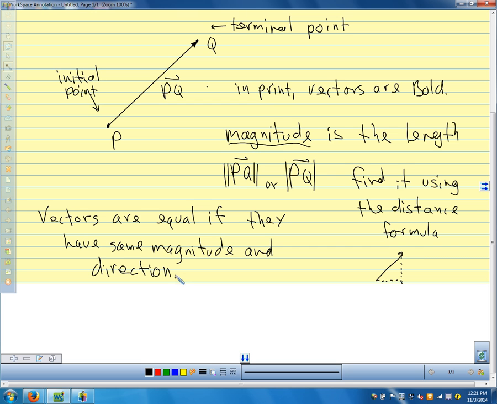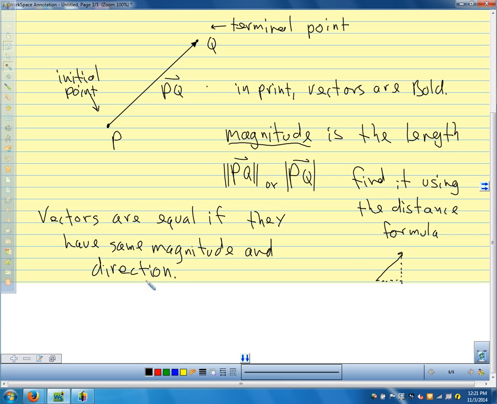So that's how we tell the vectors are equal. They have to have the same magnitude, they have to have the same direction. I can locate them anywhere in the plane, as long as they have the same magnitude and same direction, they're equal. All right, questions so far?